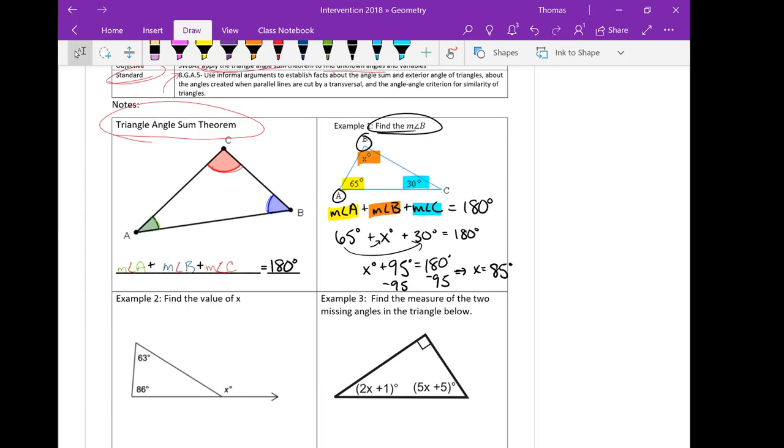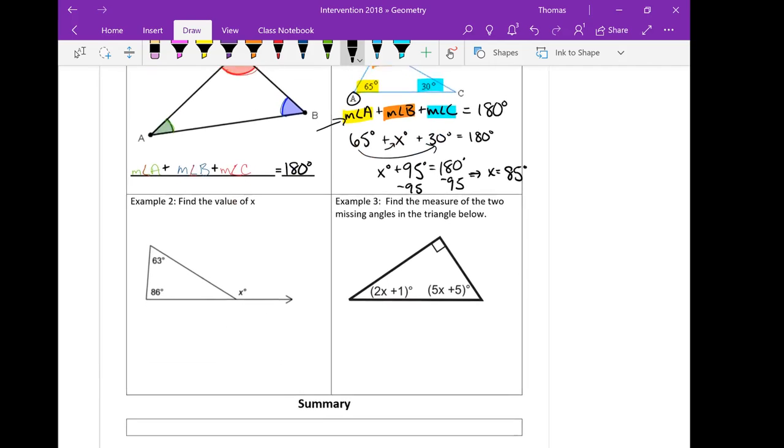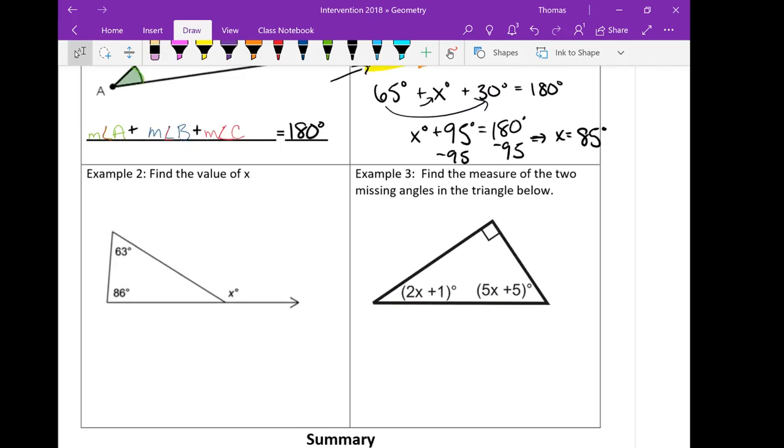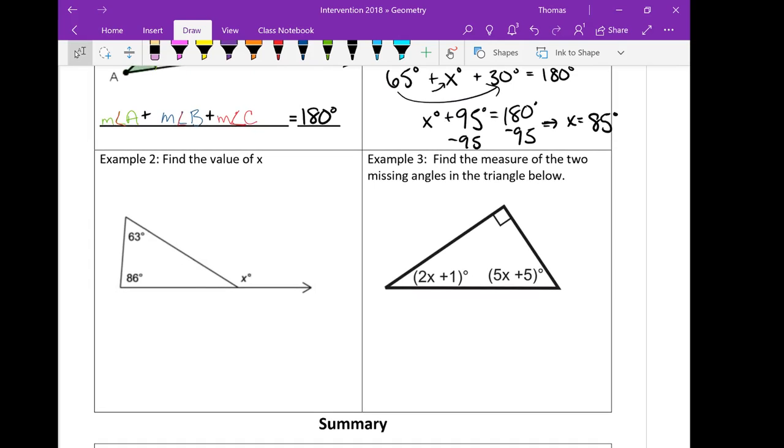Okay, so really, to summarize our steps, we just wrote down our theorem, filled in the angles we knew, and solved. That was a pretty straightforward example. Sometimes, though, it's combined with other things we know about angles. So in this example, example 2, it's asking us to find the value of X, but this value of X is outside of our triangle.